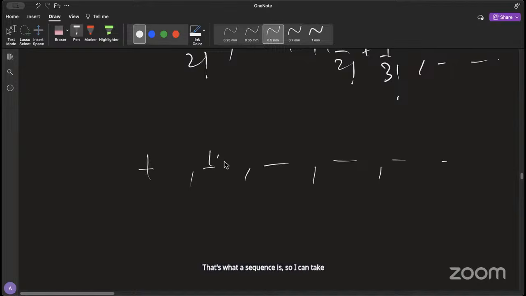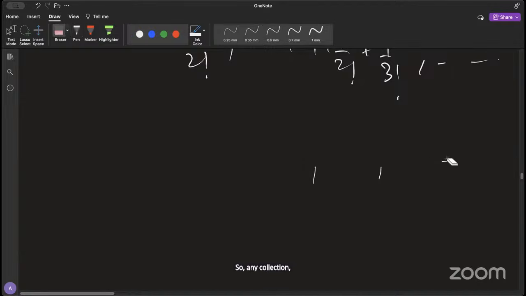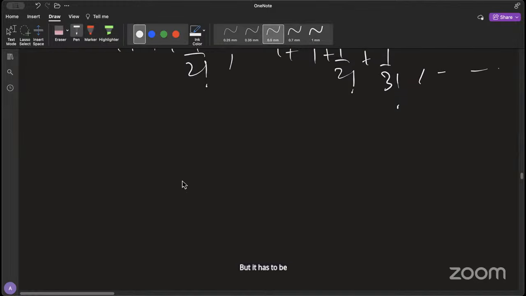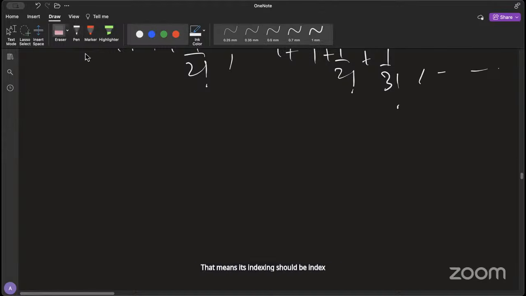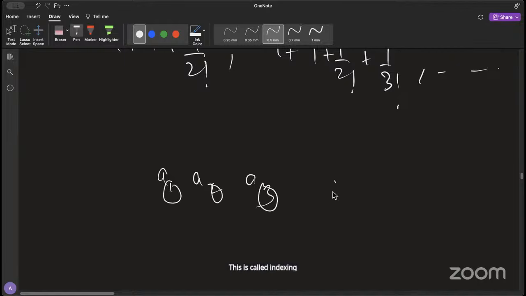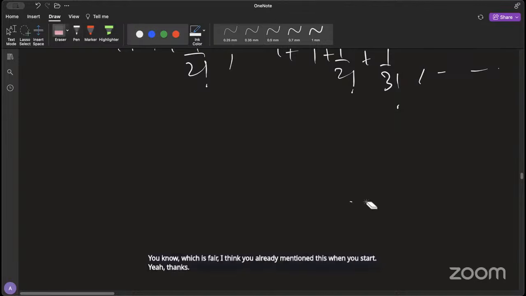So I can take 1, 10, then minus 10, then 20, then minus 30, then anything that I want. Any collection, but it has to be a countable collection. I don't want you to be confused with countable and uncountable. That's why we say it's a function from natural numbers. That means its indexing is this thing that you have here, A1, A2, A3. This is called indexing, and this indexing should be from natural numbers. That's our concern. That's it. Which is fair. I think you already mentioned this when you started. Okay.